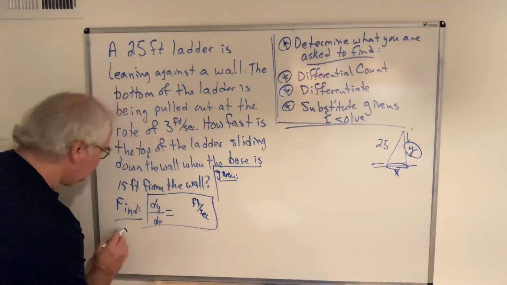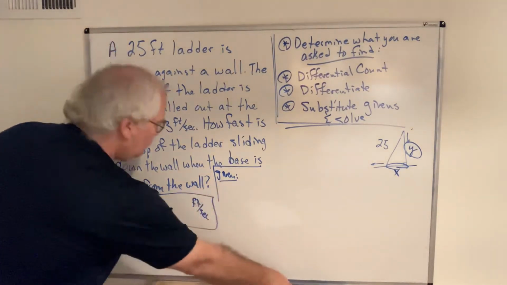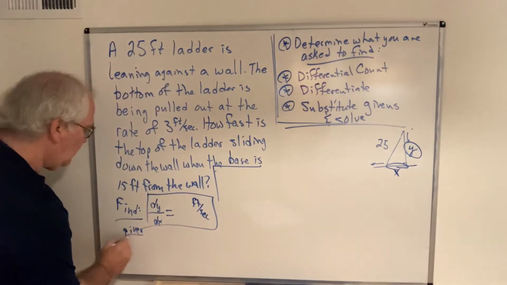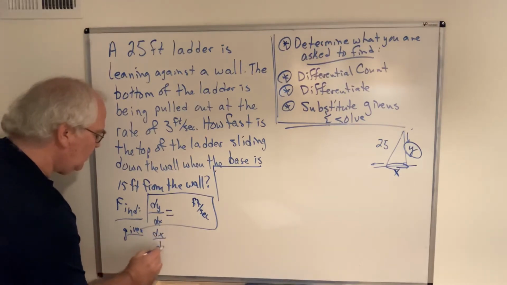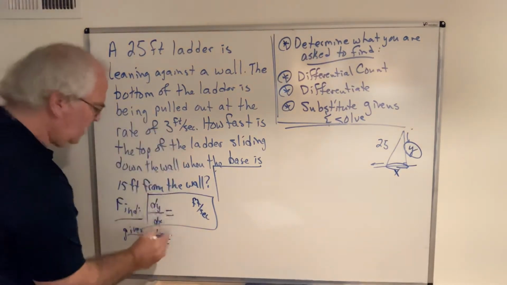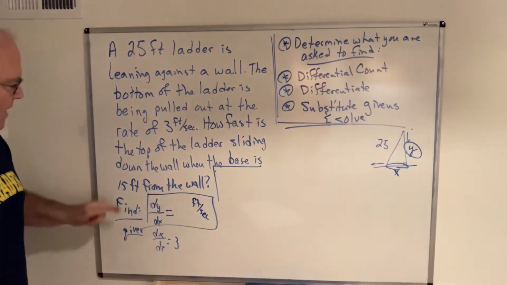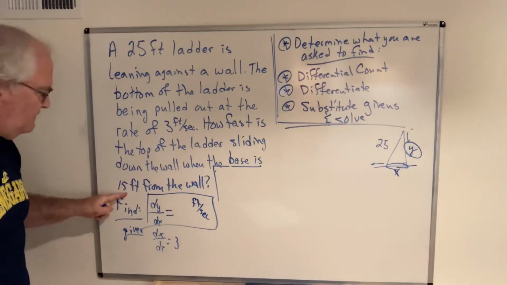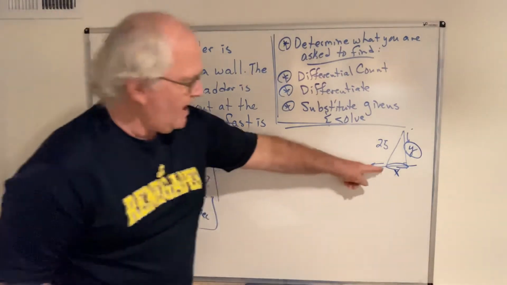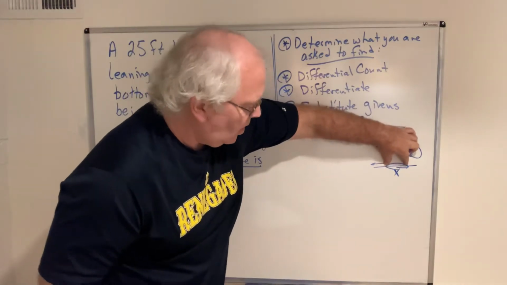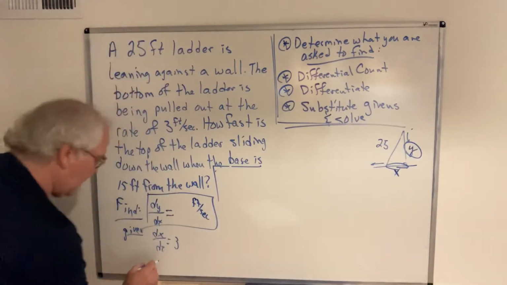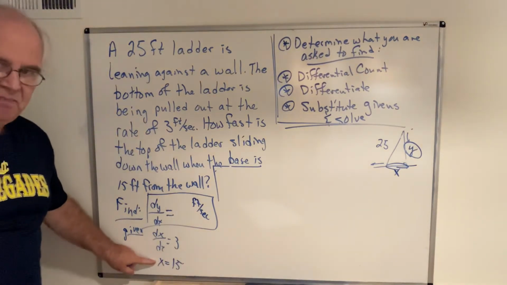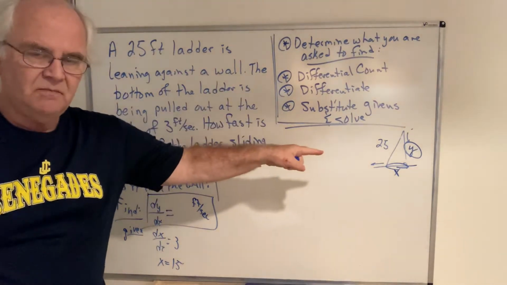So we're given, my givens are over here. I'm going to write them down here. Given. We're given dx/dt was given to be 3. And when the base is 15 feet from the wall, we're given a specific value for x. Remember, do not substitute the variables in too soon.